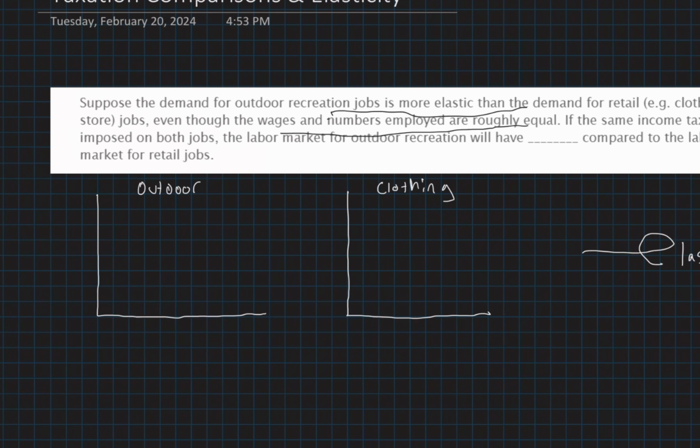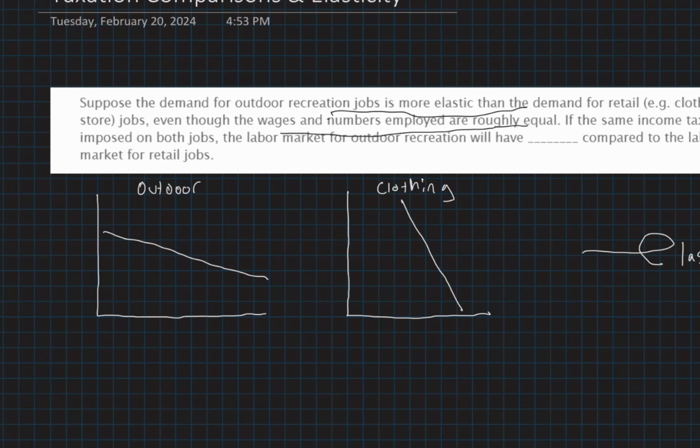Okay, so when it says more elastic, you want to make it obvious, but don't make it perfectly elastic. Give it still a little bit of a slant, but make it obvious. So it says outdoors more elastic, so the demand, I'm going to draw like that. And then on the other end, make the other one very inelastic. That way it's just really clear to see the difference.